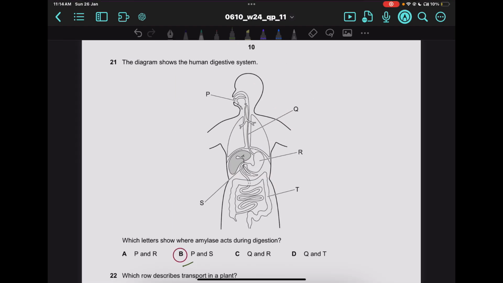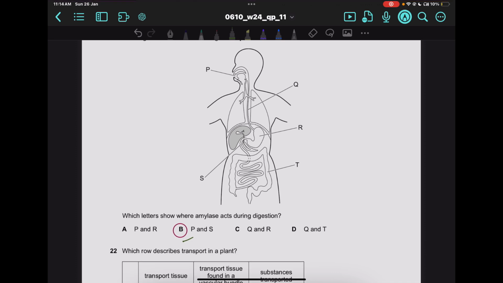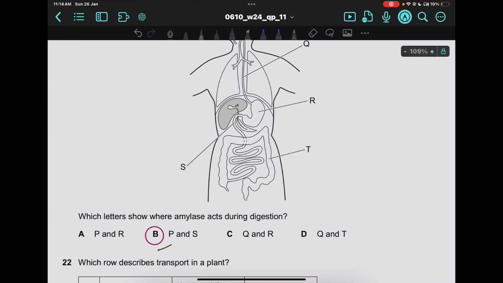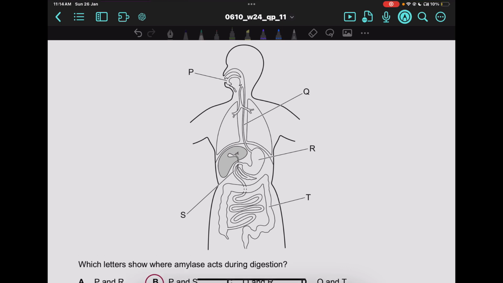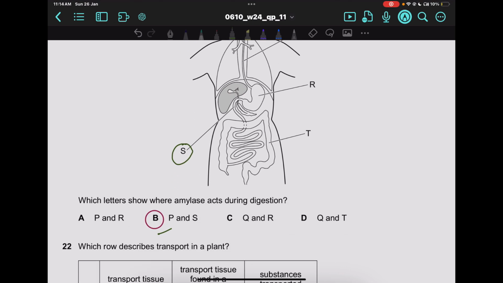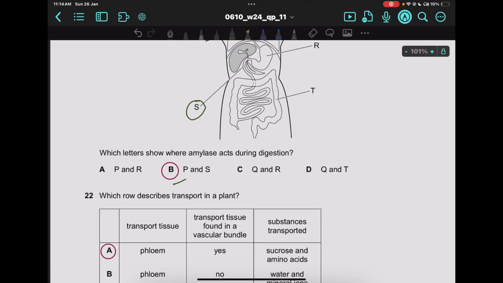21. The diagram shows the human digestive system. Which letters show where amylase acts during digestion? Basically, amylase is found in two places in our body. It is found in the mouth, in saliva, and it's also found in the small intestine over here, secreted by the liver. So our answer is going to be P and S.